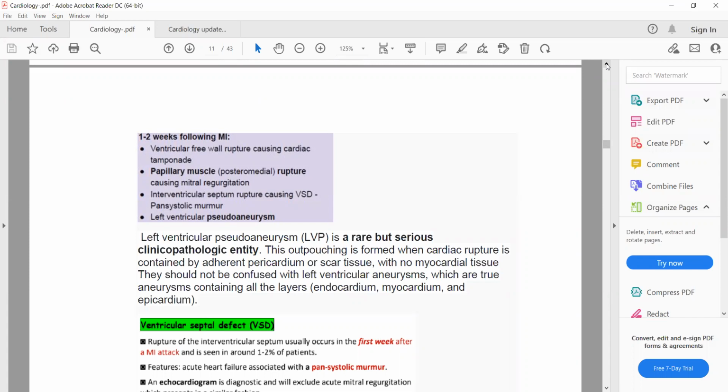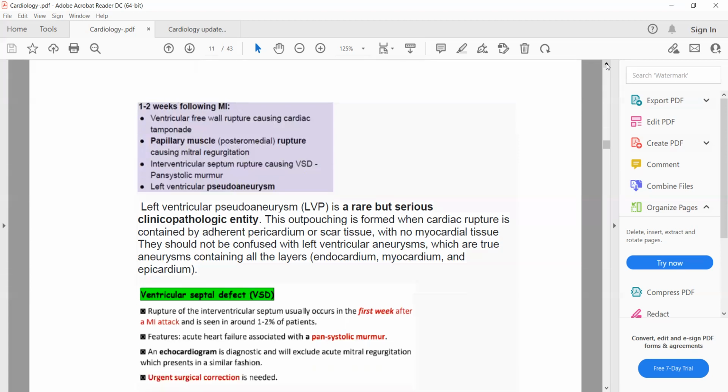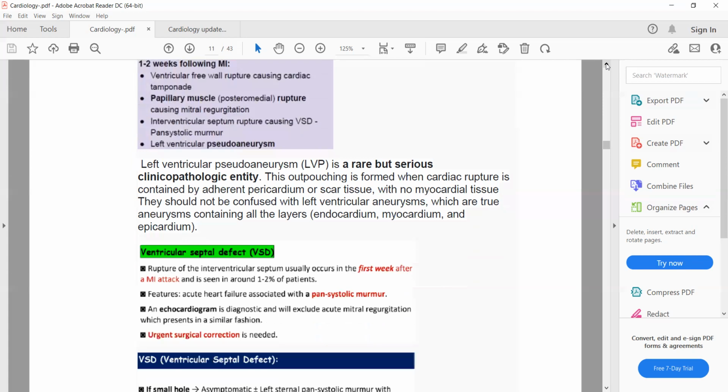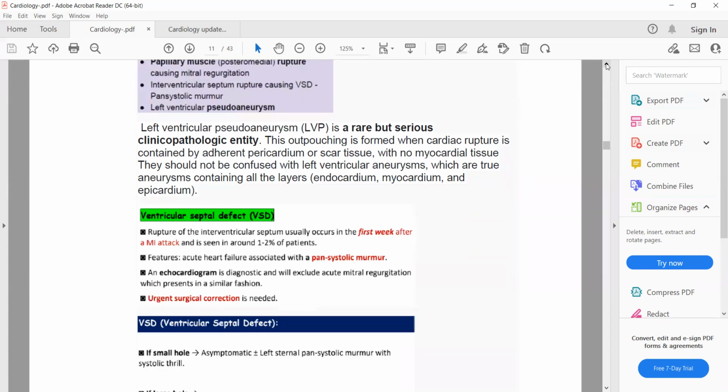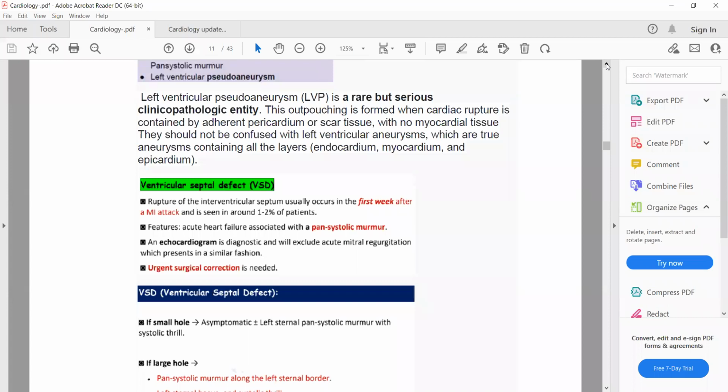So ventricular wall rupture can lead to cardiac tamponade, which will be diagnosed by Beck's triad by the features such as hypotension, muffled heart sound, and distended neck veins. Now, papillary muscle rupture can lead to mitral regurgitation, and ventricular septal defect can occur due to rupture of the ventricular septum. How are we going to diagnose ventricular septal defect and acute mitral regurgitation?